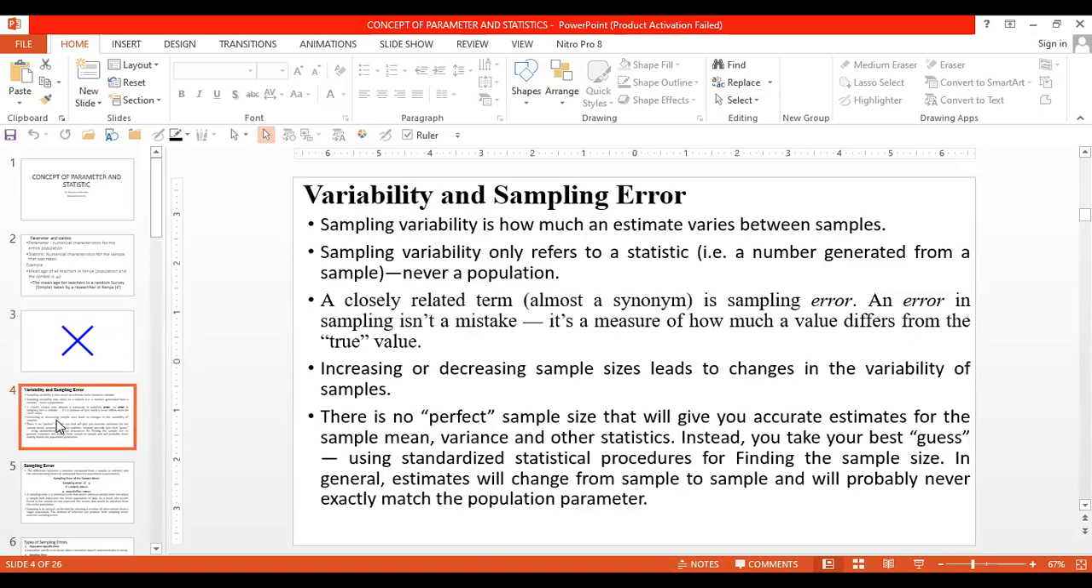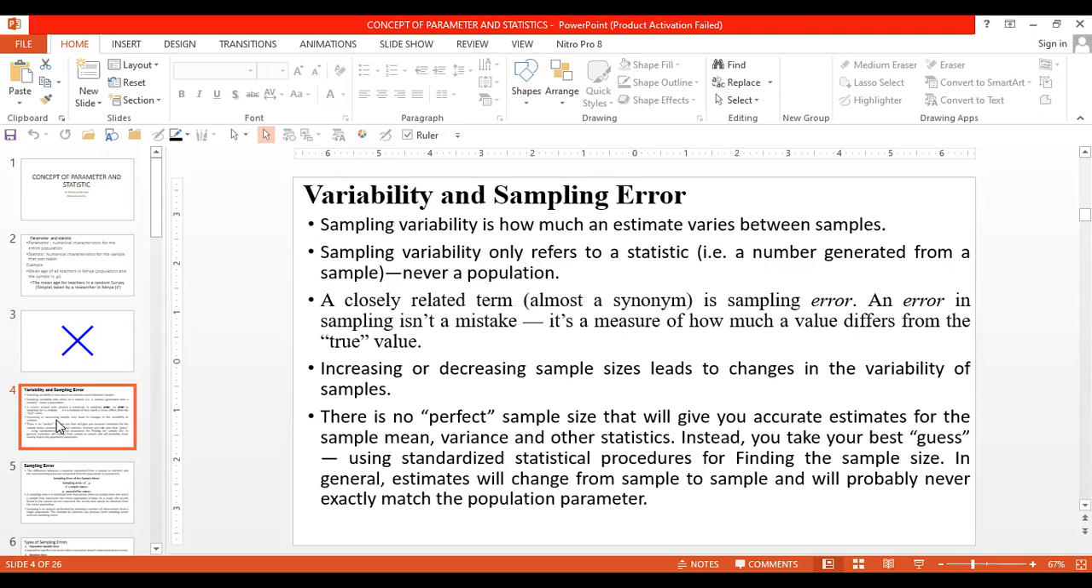Now, the other thing I want to look at is variability and sampling error. When you talk of sampling variability, it is how much an estimate varies from sample to sample. When we are talking about sampling variability, we only refer to a statistic, the number generated from a sample, and never the number generated from a population. So we will be referring to the sample.